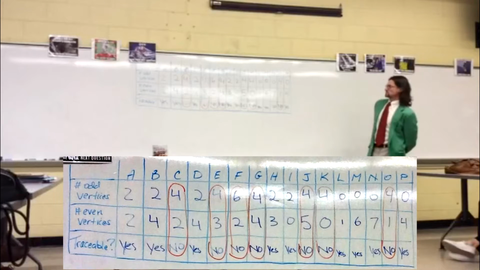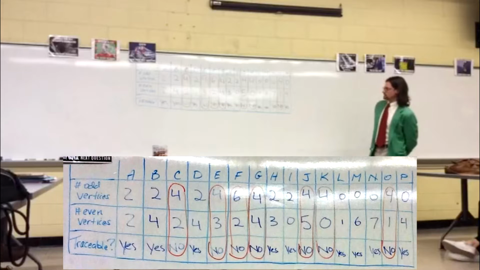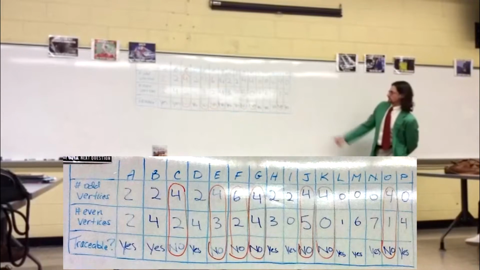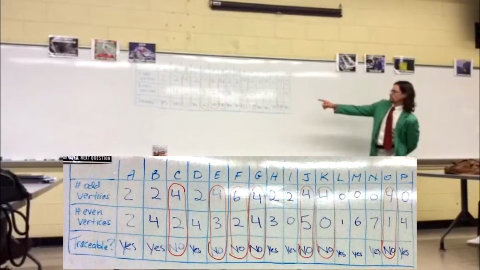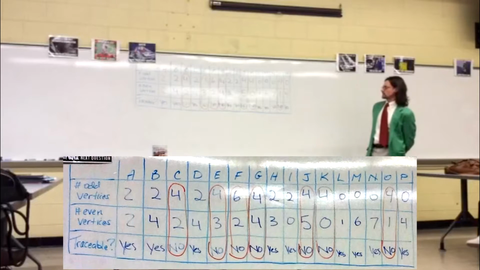They're all an even number of odd vertices. They're all more than 2, and an even number of odd vertices? Yeah. Okay. What about the even vertices? It's all over the place: 0, 1, 2, 3, 4, 5. So we have a lot of different numbers of even vertices. So that doesn't help us.